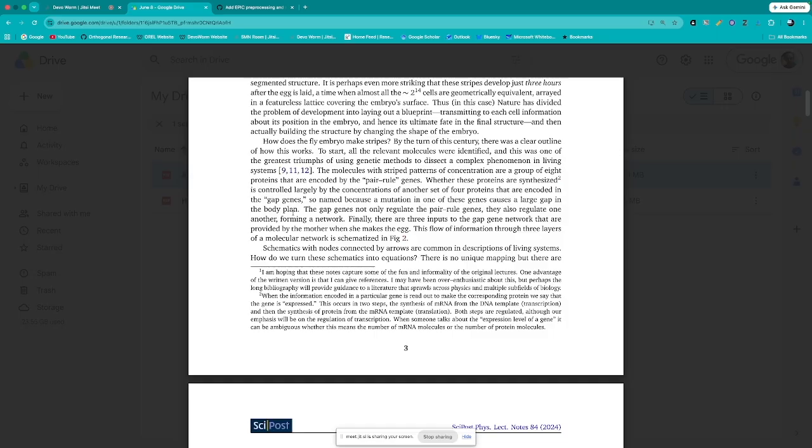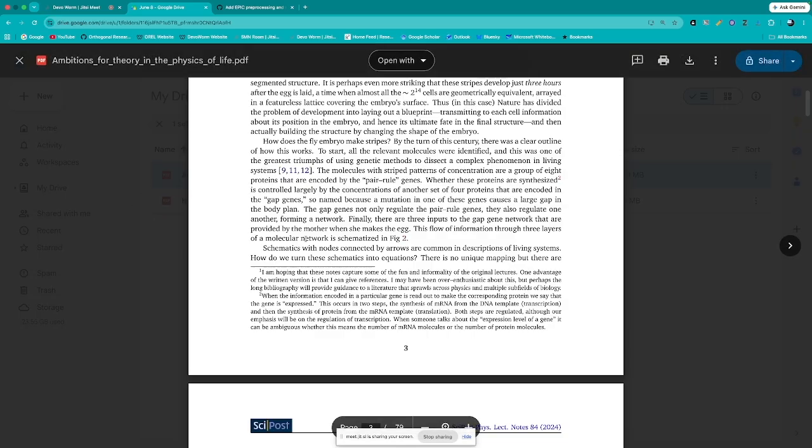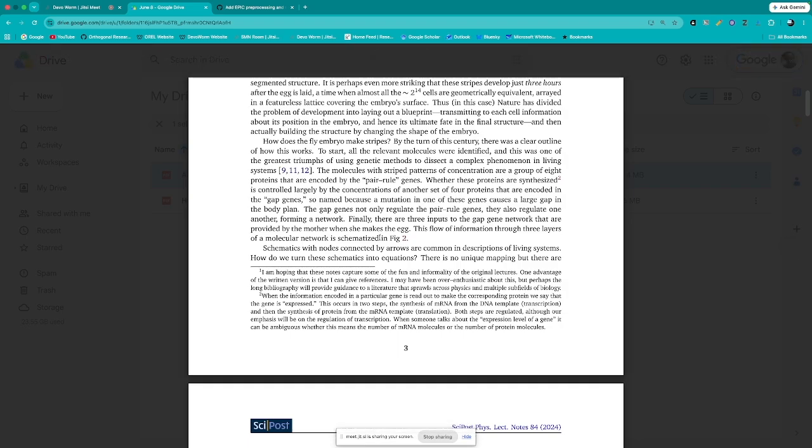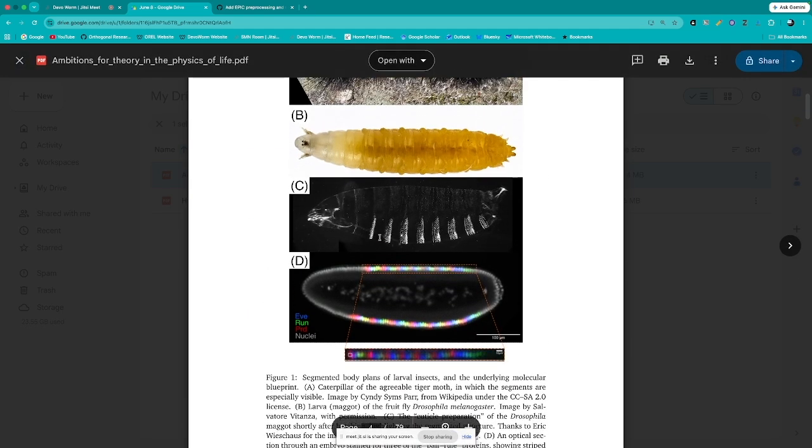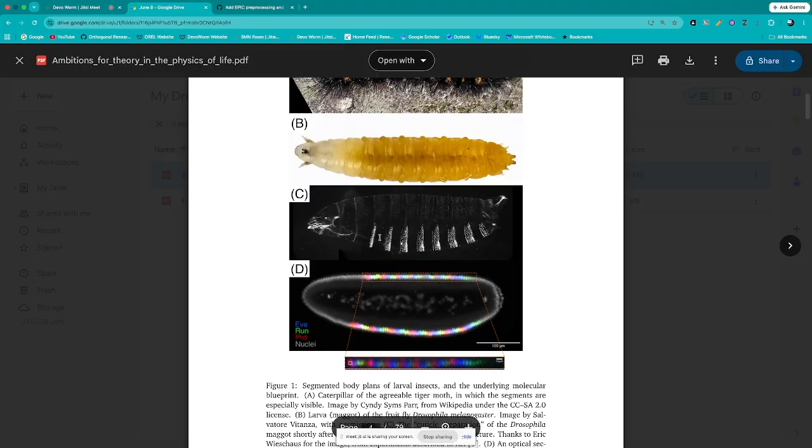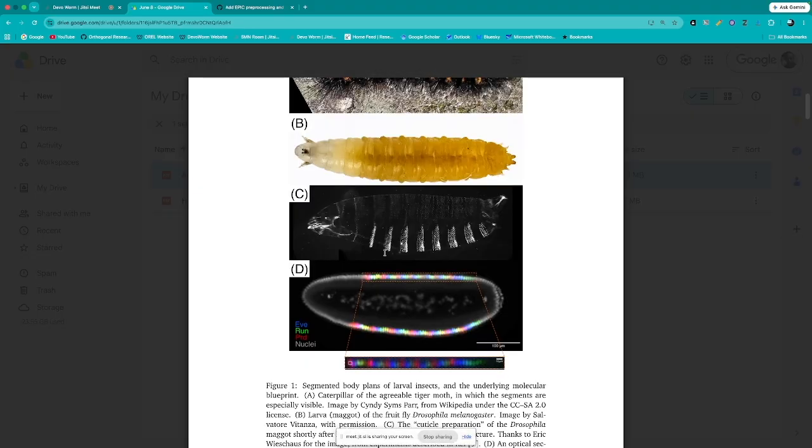So he's talking about this gap gene example where it forms a network, and then there are 3 inputs to the gap gene network that are provided by the mother when she makes the egg. The flow of information through the 3 layers of the molecular network is schematized in figure 2, which we'll get to. So this is figure 1, which just shows the striping in the Drosophila embryo.